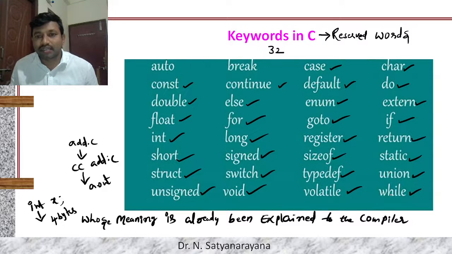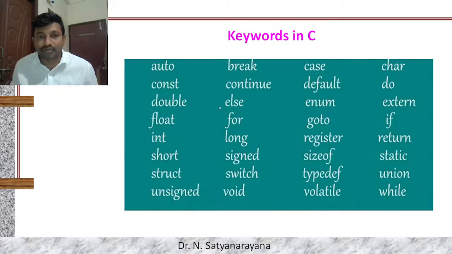The meaning of all these words is already known to the compiler, so the compiler can understand them directly if you write them in the program. If you know the meaning of these 32 keywords, that is more than enough, you can write almost any program in C language. As and when the keywords come into the picture we will talk about them, but let me give you the overview in brief.